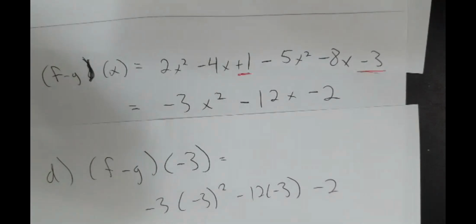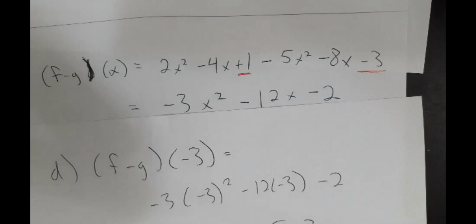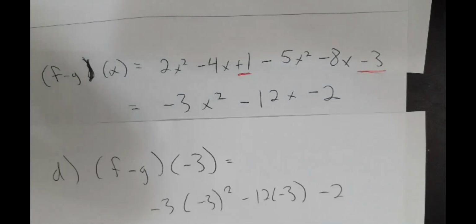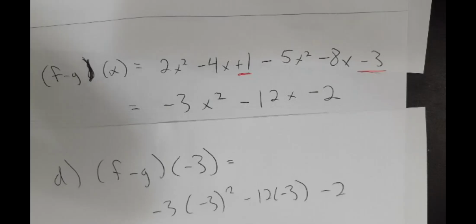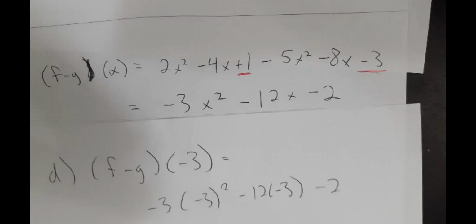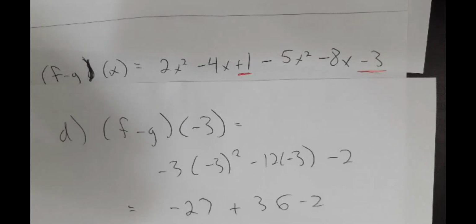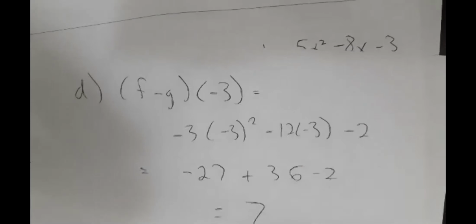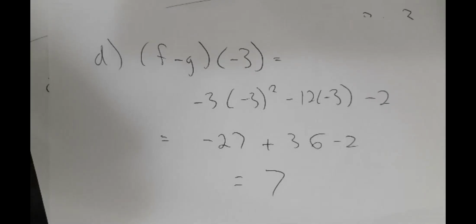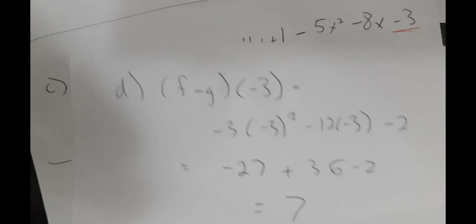There we go. Let's put them out. -3 minus 3 squared, minus 12 times -3, and a -2. I do my PEMDAS. -3 squared is 9, times another -3 gives me -27. I got plus 36. I got -2. Doing PEMDAS, order of operations, should give me 7. Okay.